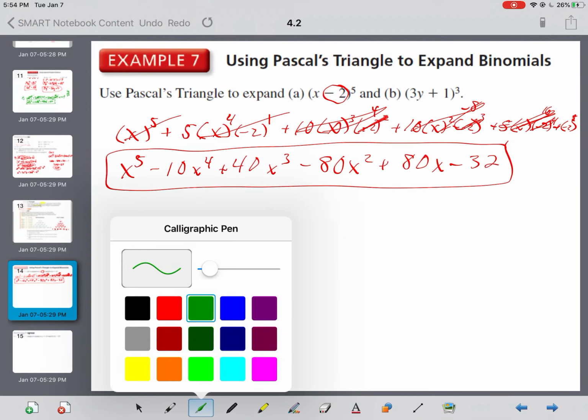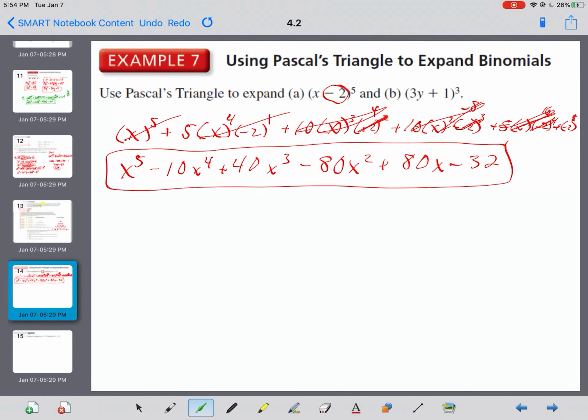If we do b, I'll do it in a different color. It's to the third, so it's a 1, 3, 3, 1. So something cubed plus 3 times something squared times something plus 3 times something squared plus something cubed. 3y goes in the front. 1 goes in the back.